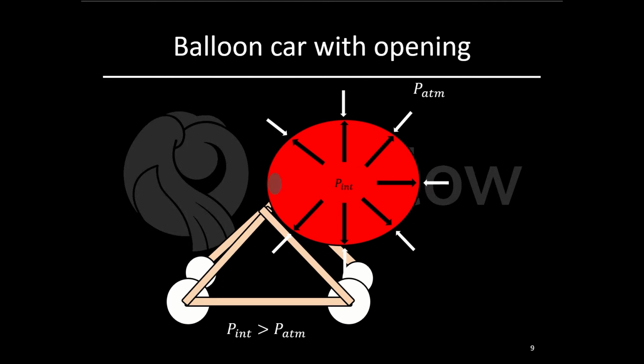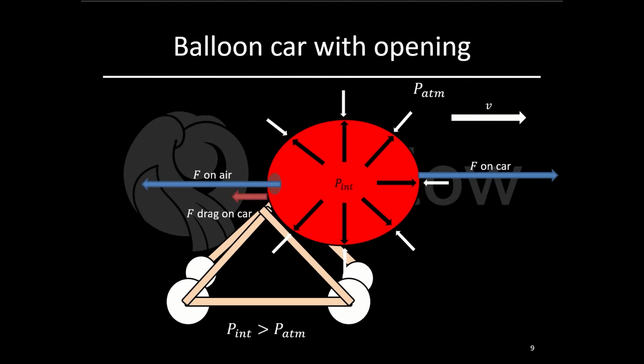And here we can see in the graph that it's at the very beginning. This is what happens when the balloon car opens. The internal pressure is still larger than the atmospheric pressure. There's a force on the air because the sides aren't balanced. There's a force on the car. You have a forwards velocity because of the backwards force of the air.